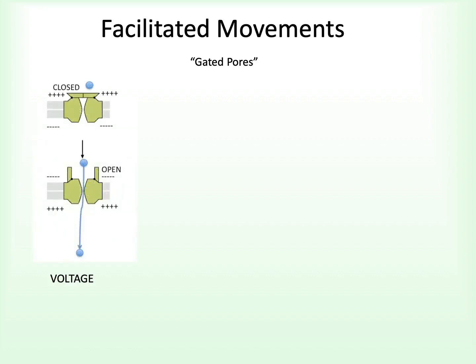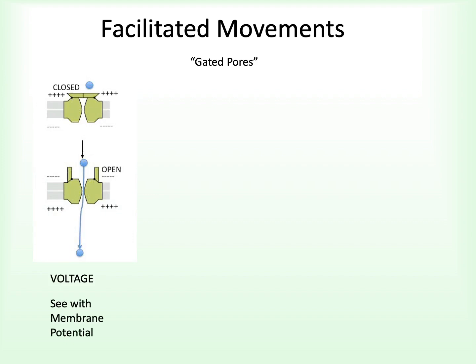So let's take a look now at the other means of transportation across the membrane, the more active forms, either through facilitated movements or through active transporters, endocytosis, and then finally we'll look at the means of exocytosis. So the first one we have to look at is the facilitated movement of materials. Movement of materials this way is going to go through gated pores.